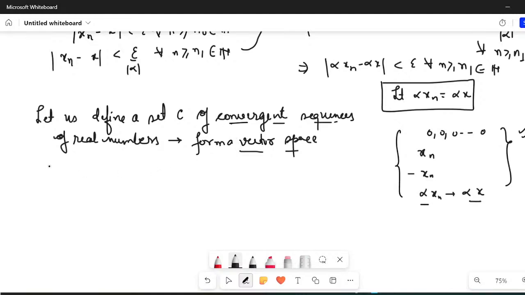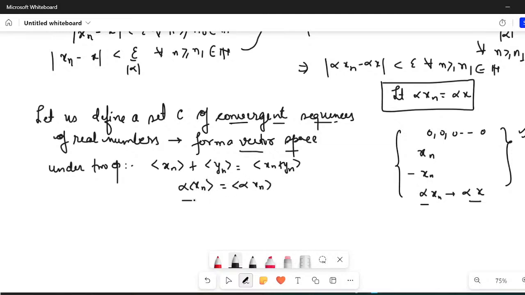Under what? Under operations. Let us define those operations so that you don't get confused. Under two operations, and these two operations are, one, addition: xn plus yn is equal to xn plus yn, that is, adding each of these terms. And the second, alpha times xn is equal to alpha xn. I think you know the properties of a vector space. You can prove it. I am giving you the hint that the zero sequence is also a convergent sequence. Please understand, if xn is convergent, then minus xn is also convergent. So the existence of an inverse is also there.